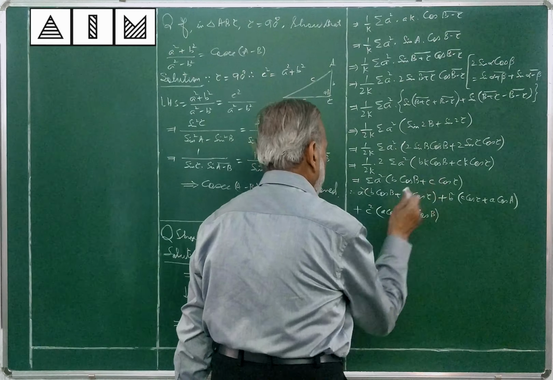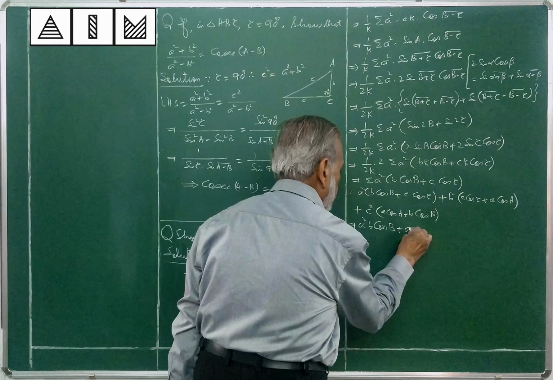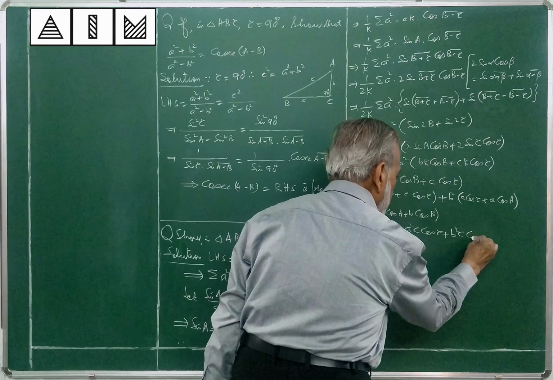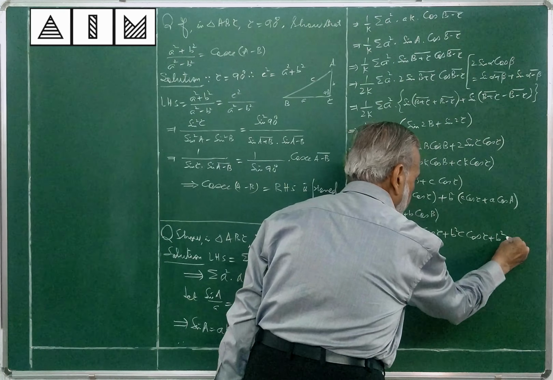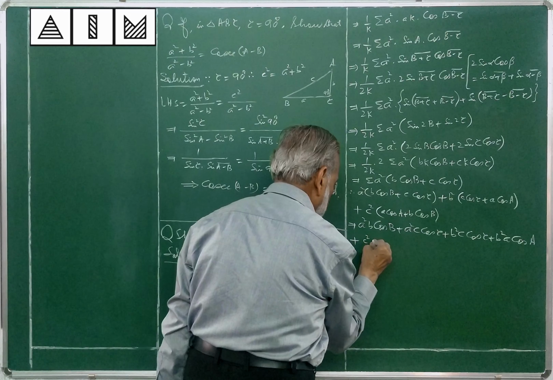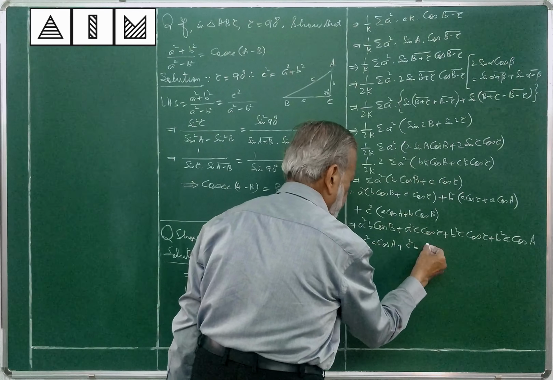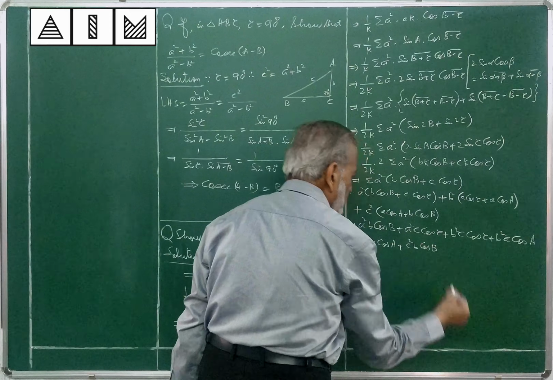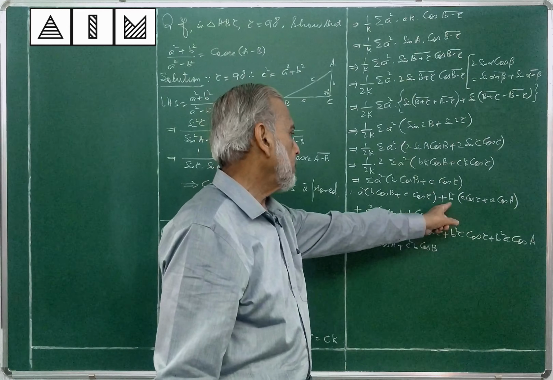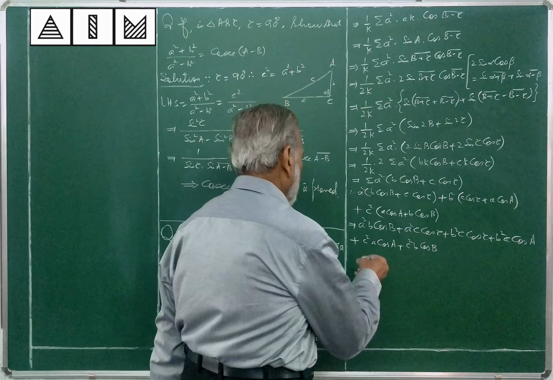Proceeding. Open fully. A square b cos B plus a square c cos C plus b square c cos C plus b square a cos A plus c square a cos A plus c square b cos B, or b c square, whatever. All the brackets have been opened. See once again, a square b cos B, a square c cos C, b square c cos C, b square a cos A, c square a cos A, c square b cos B. I am proceeding now.